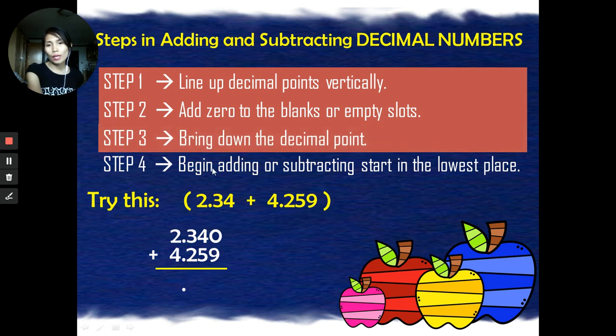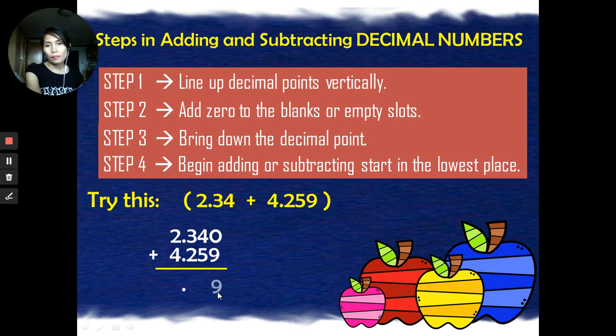And step 4, begin adding or subtracting, starting in the lowest place. Which is the lowest place? Remember, the left side is the whole numbers, right? And whole numbers are greater than the decimals. So that means we will start from the left side. I mean, from the right side. So 0 plus 9 is 9. 4 plus 5 is 9. 3 plus 2 is 5. And then 2 plus 4 is 7. So that's how we get the answer. Okay, just follow the steps. Let's try another one.